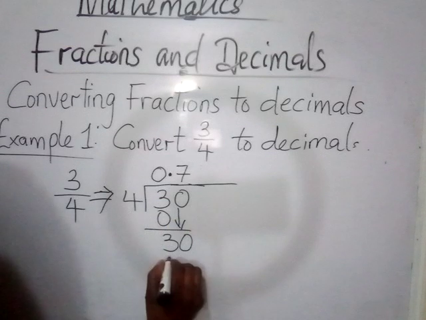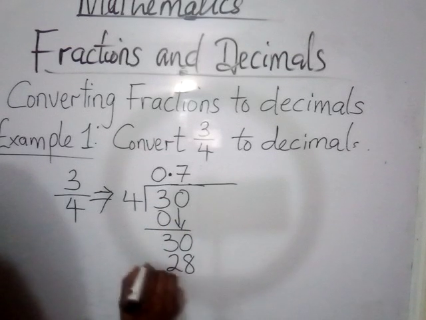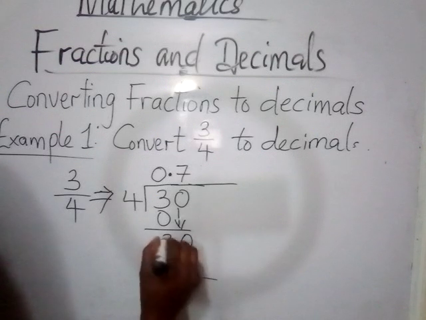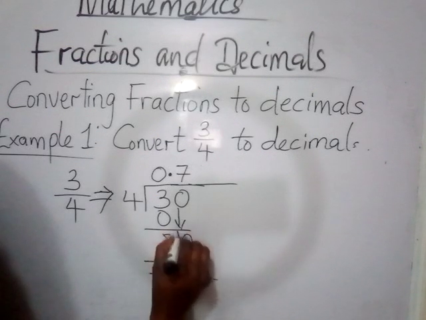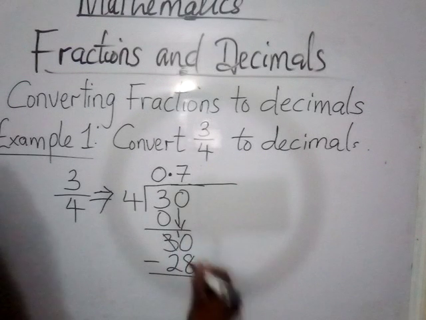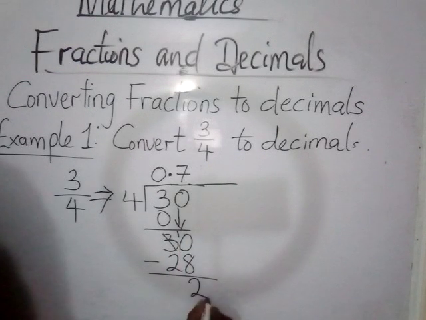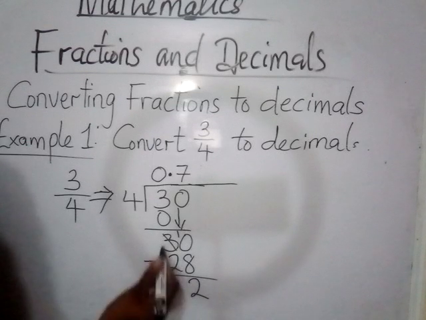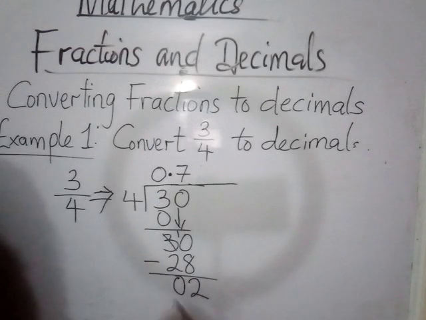So 7 times 4 is 28. Now we do our subtraction. We can't remove 8 from 0, so we borrow. Now we have 10 here. 10 minus 8 is 2. This number now is 2. 2 take away 2 is 0. So we have 2 here remaining.